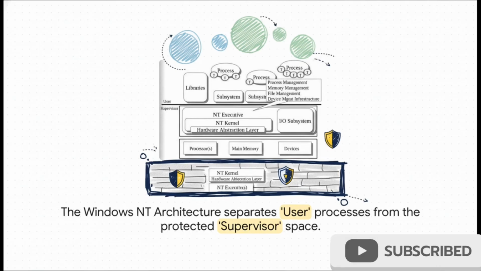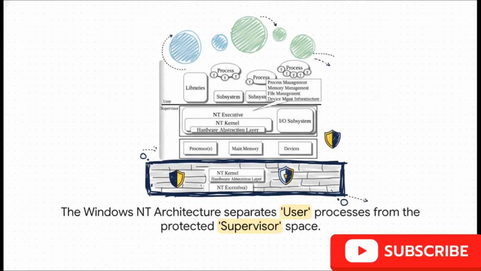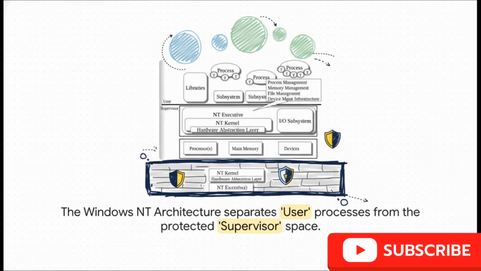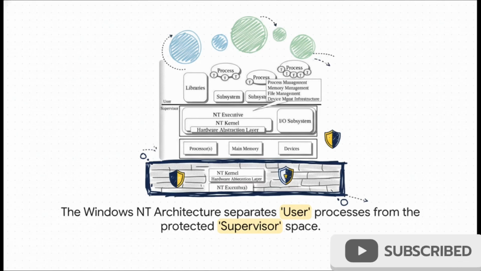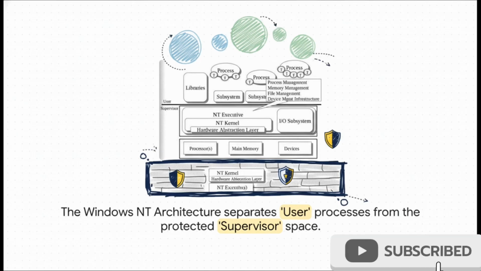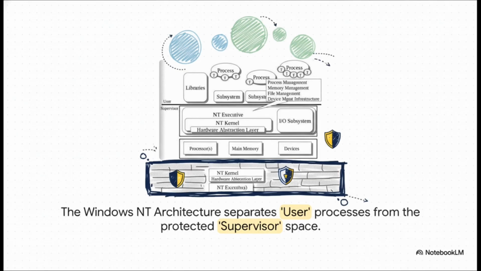So think of it like this. The core system, the supervisor, it lives inside a protected fortress. And all your applications, like your web browser or your games, they live outside in the user space. That wall means if one of those apps crashes, it can't take the whole fortress down with it. And that was the secret sauce for XP stability.